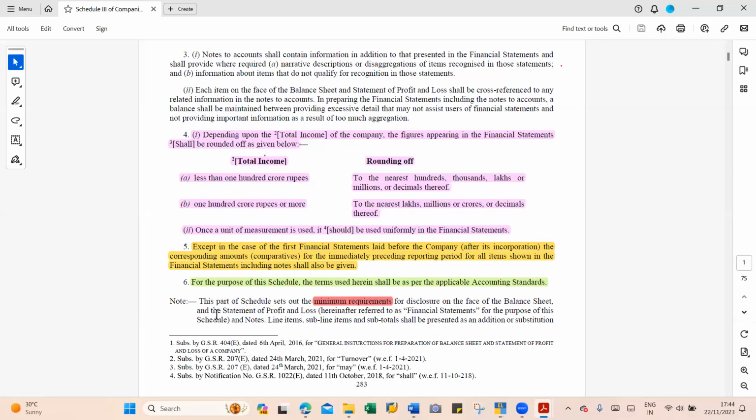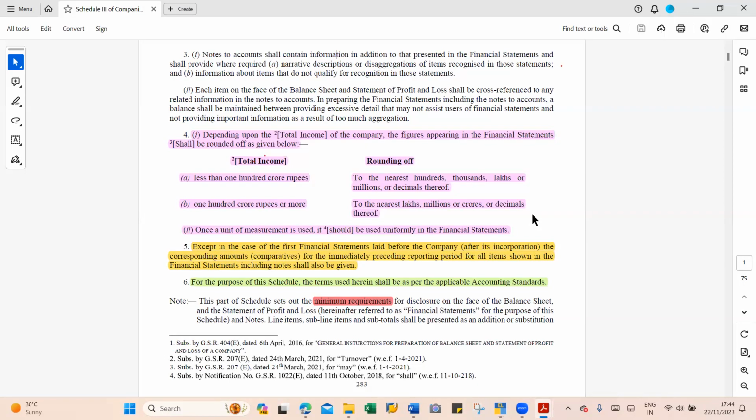Next, they have given a note. This part of the schedule sets out the minimum requirement. See, don't think this is the exhaustive requirement. Don't feel that if I show this much, that is enough. This is the minimum requirement you are supposed to disclose in the financial statements. Whatever more better way you can disclose, you are always welcome and you have to do it. That is what the schedule says.